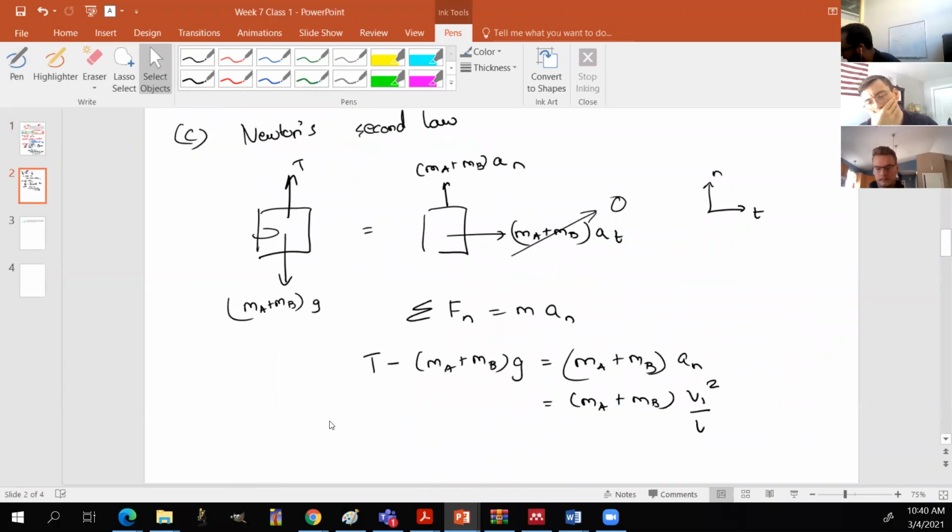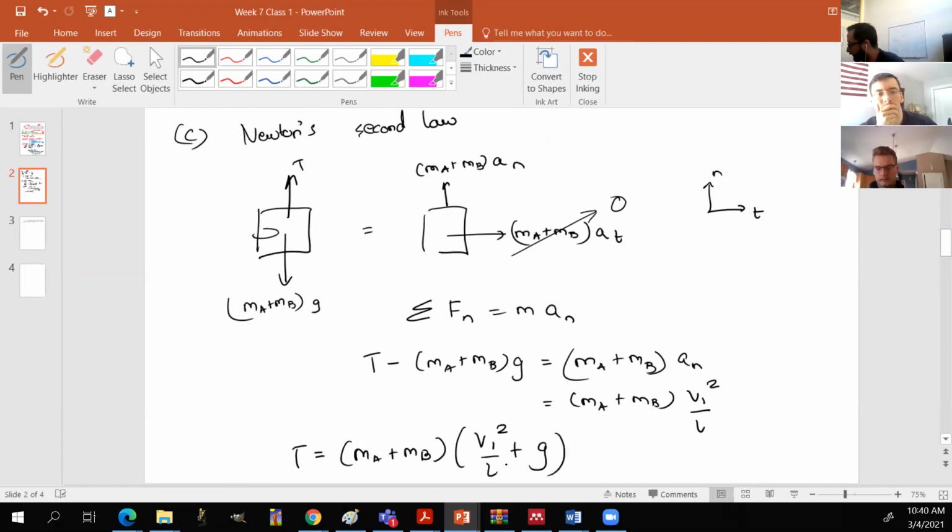And then you can solve for this to find out that your tension force is equal to MA plus MB times v1 squared over L plus G. And everything in here is known. I'll give you guys what the final answer is. It is 19.74 newtons. Good.